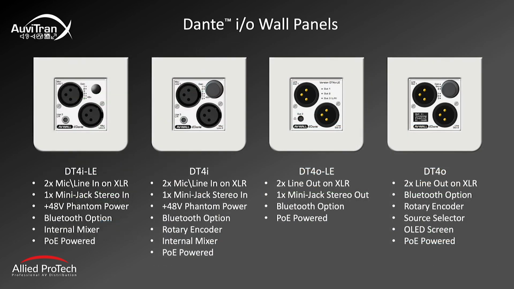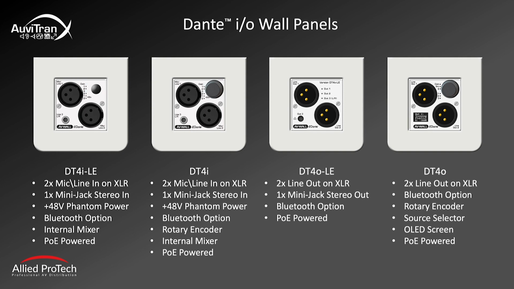Finally, we have our Dante IO wall panels. These are all PoE powered and available with a kit to fit US size 2-gang wall boxes. We have 4 models, the DT4IE LE, which offers 2 mic line inputs on XLRs plus a stereo mini jack input. It has an internal mixer, 48 volts phantom power, and we also have a Bluetooth input option. The DT4i takes all of that and adds a rotary encoder for local control.